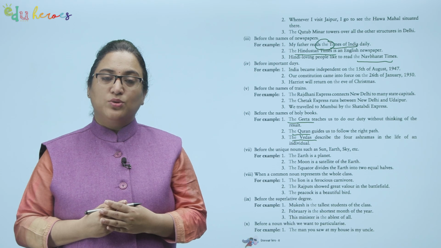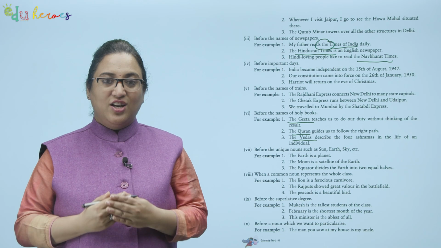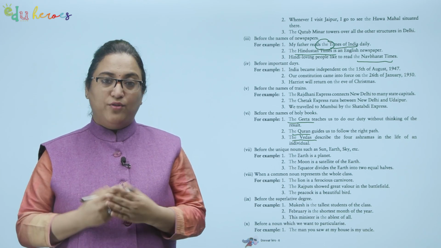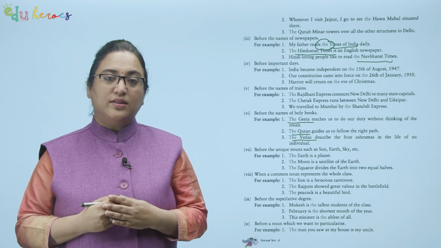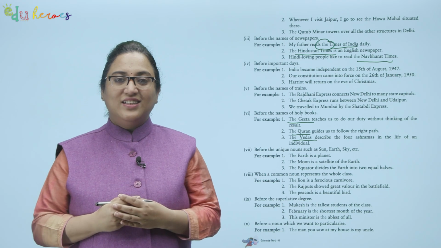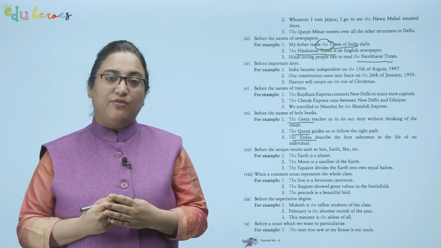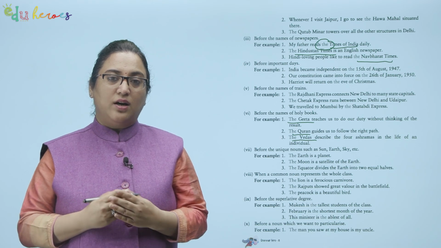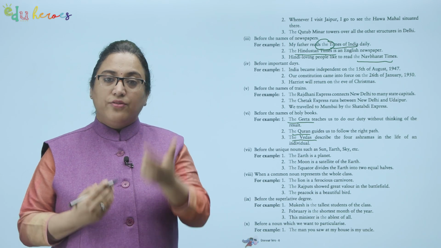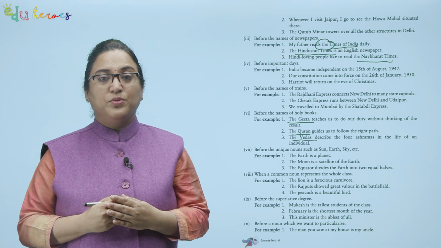Also, children, we use the when a common noun represents the whole class. For example, the lion is a ferocious carnivore. So, the lion is representing the entire class or category. Similarly, the Rajputs showed great valor in the battlefield. So, the Rajputs are representing the entire class, the entire community. Hence, we use the before Rajputs. Similarly, the peacock is a beautiful bird.